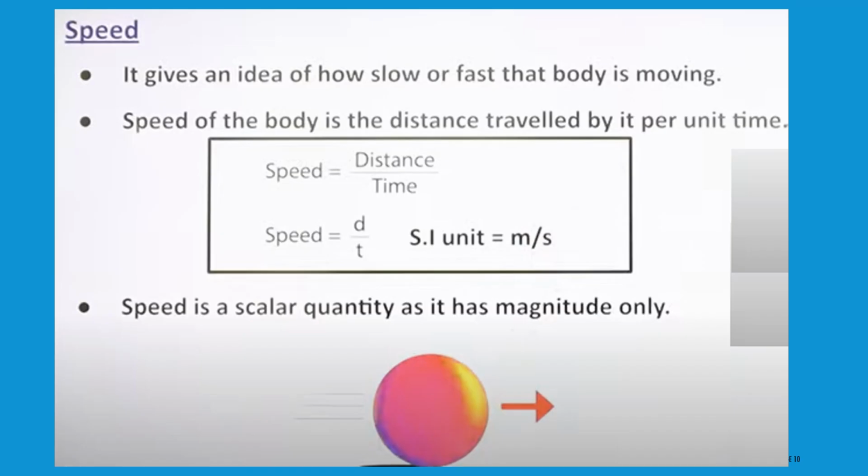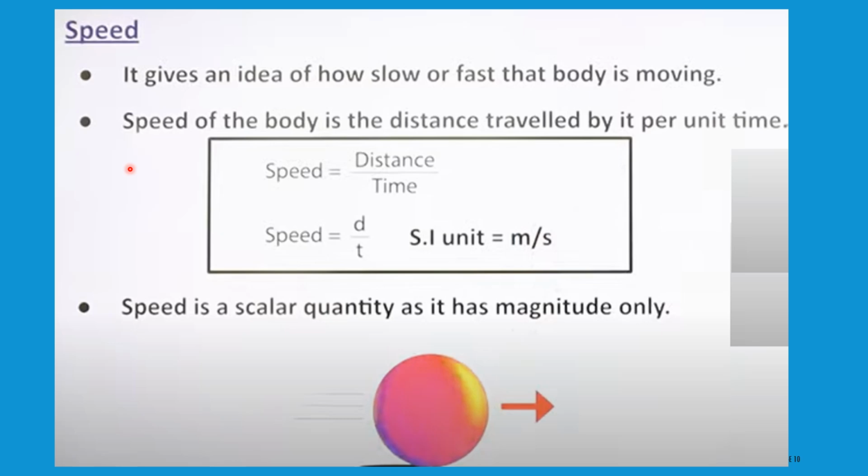Let us discuss speed. It gives an idea of how slow or fast a body is moving. Consider a ball here. If you throw the ball, speed will indicate whether the ball is moving slow or fast.